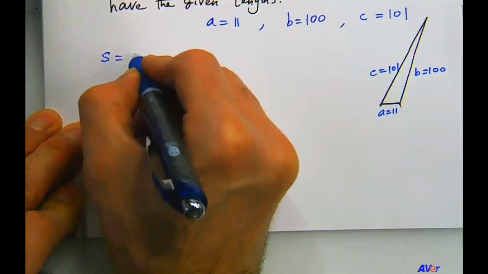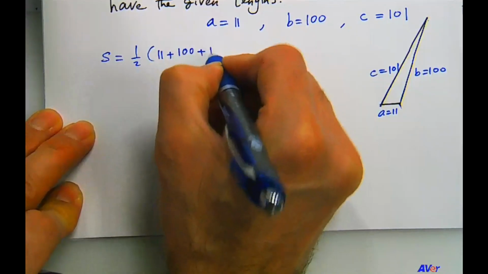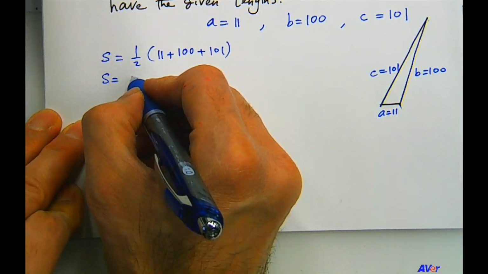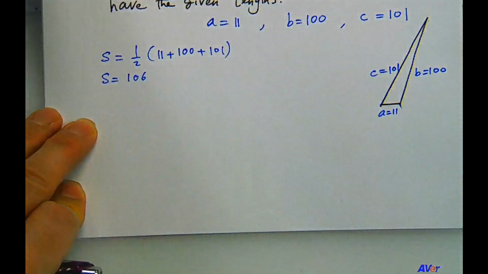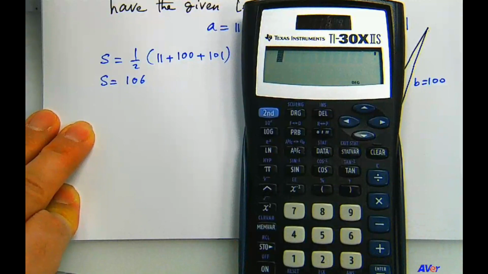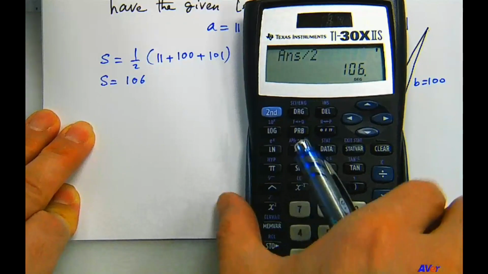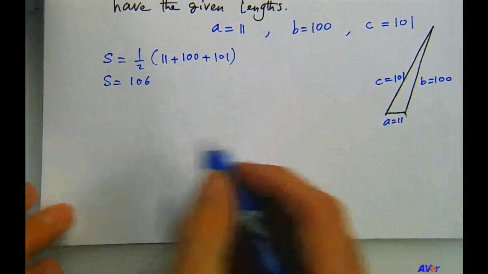We have S equals 1/2 of 11 plus 100 plus 101. So S would be equal to, what I have is 106. Right? Let's double check that because I haven't double checked these numbers. So 11 plus 100 plus 101, that divided by 2, it's 106, so it's correct. So using that, let's find the area using that formula.